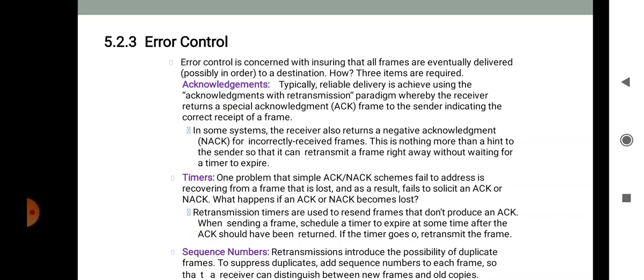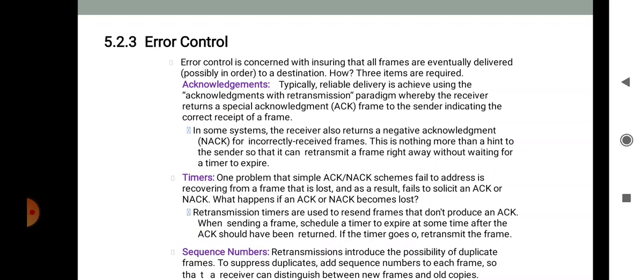The second item required is the timer. One problem that the simple acknowledgement scheme fails to address is recovering from lost frames. That means a data frame that is lost and as a result fails to solicit an acknowledgement. What happens if an acknowledgement becomes lost? Retransmission timers are used to resend frames that don't produce an acknowledgement. When sending a frame, schedule a timer to expire at some time after the acknowledgement should have been received.